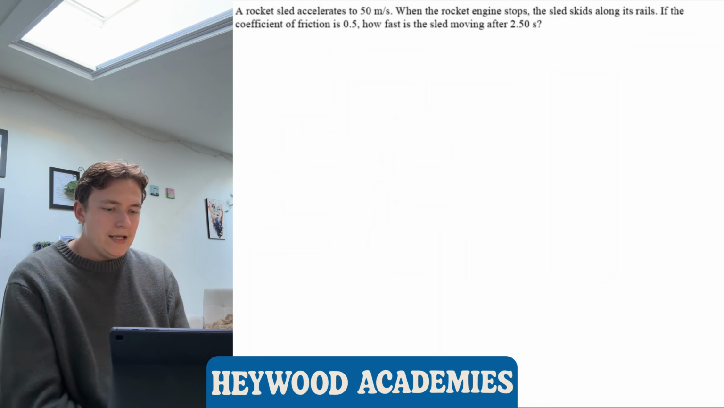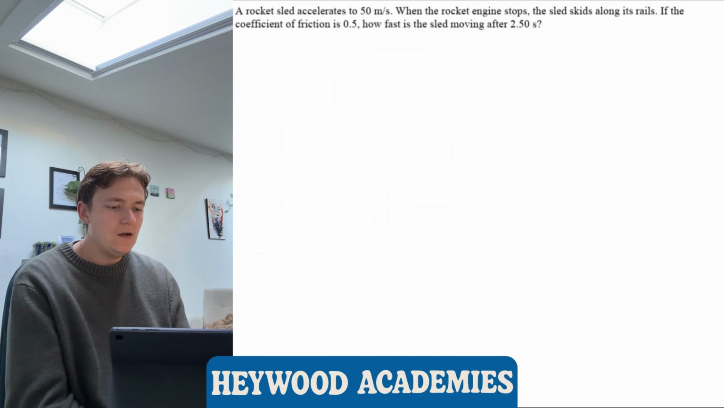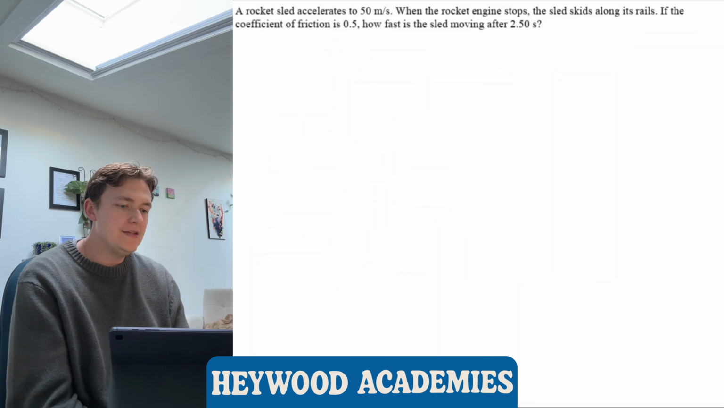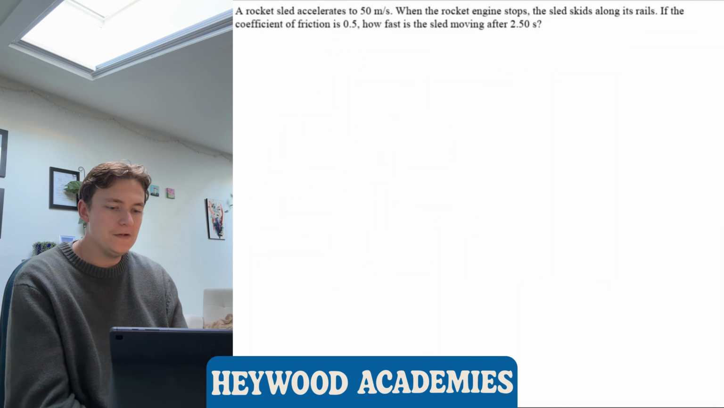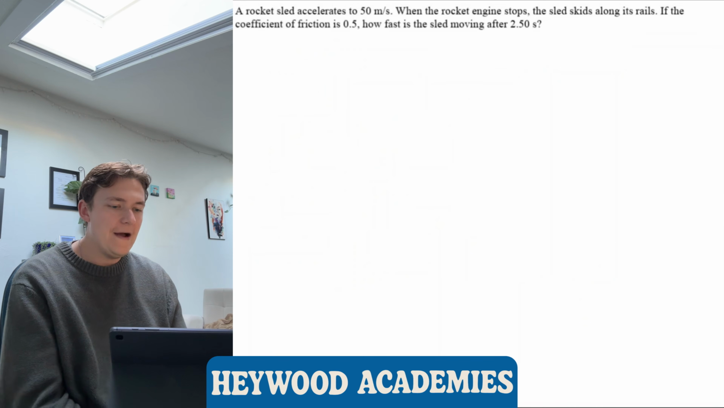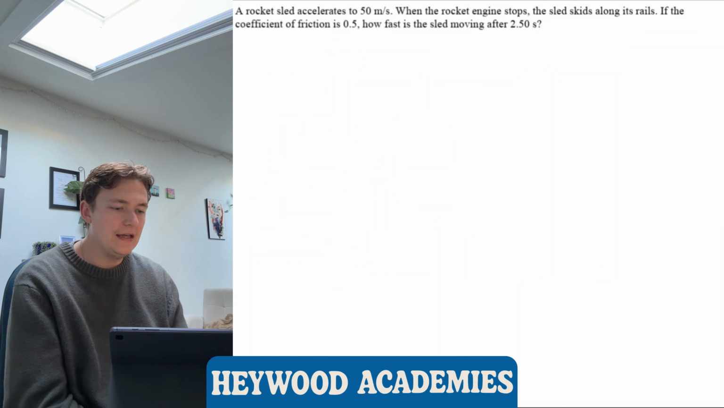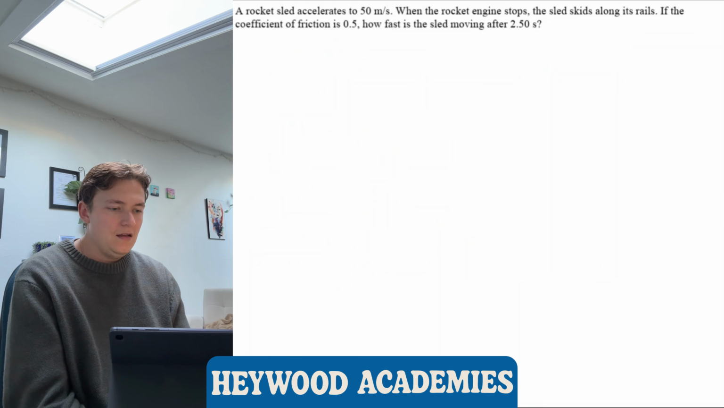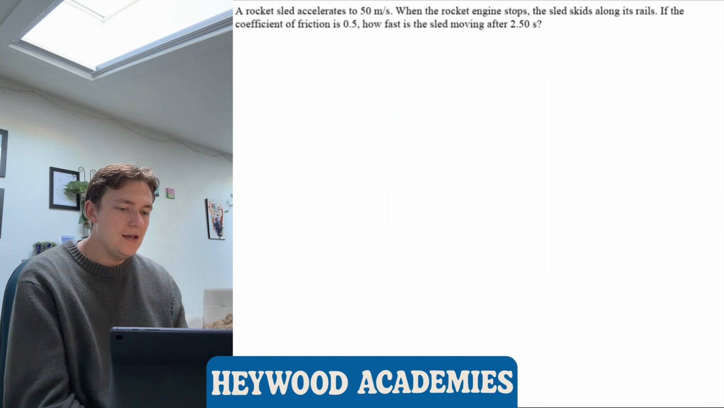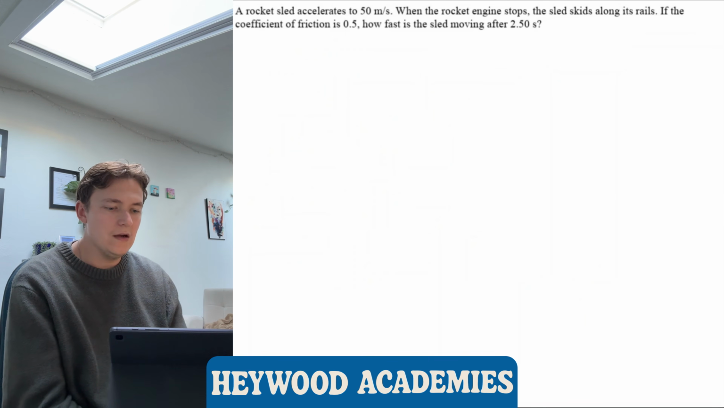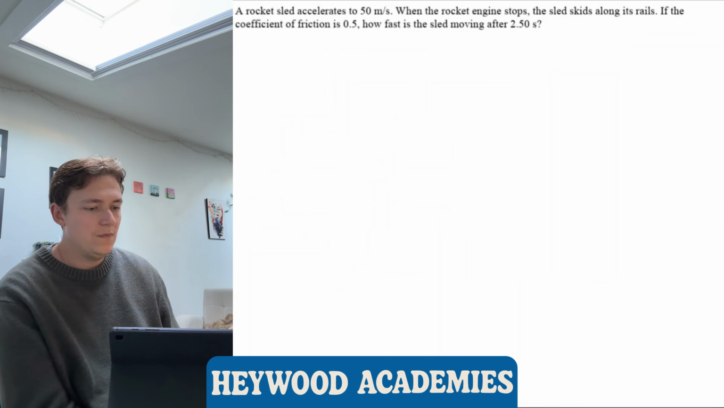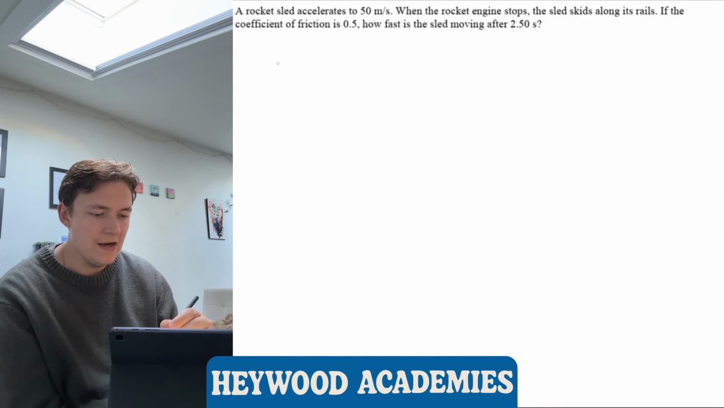A rocket sled accelerates to 50 meters per second. When the rocket engine stops, the sled skids along its rails. If the coefficient of friction is 0.5, how fast is the sled moving after 2.5 seconds? Okay, interesting. So first thing I'm thinking about here is that we are not given any mass in this case, so it should cancel out here somewhere. Let's draw a picture and kind of sort it out from there.